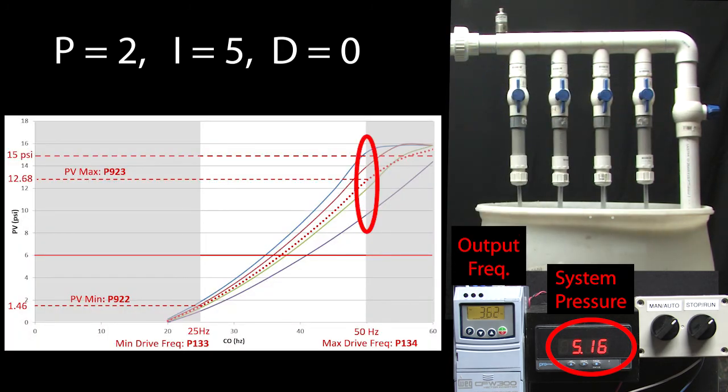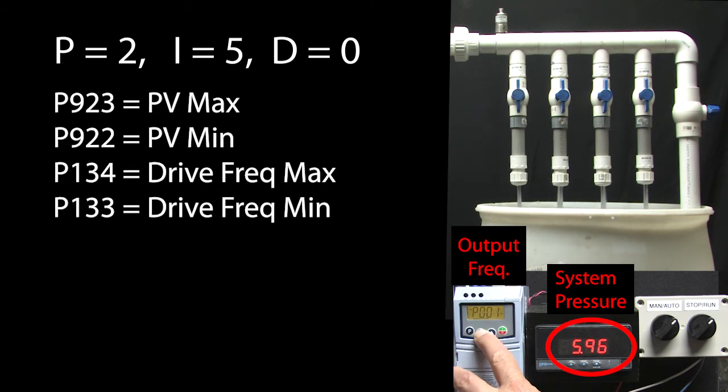Well, the curves are most spread apart up here, so this is where the average is most likely off a bit. So I'll simply go to parameter 923 and tweak the PV max value to bring that up to 6 psi. Well, that's it, we're done.